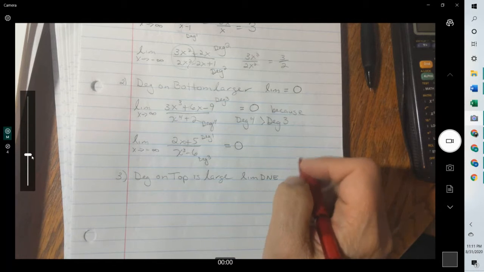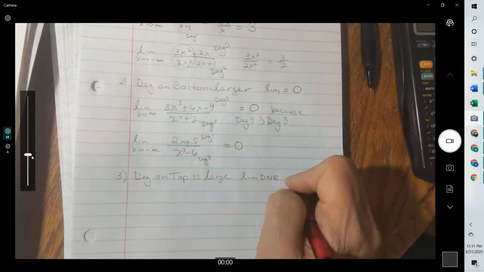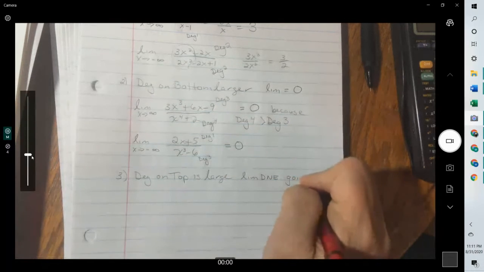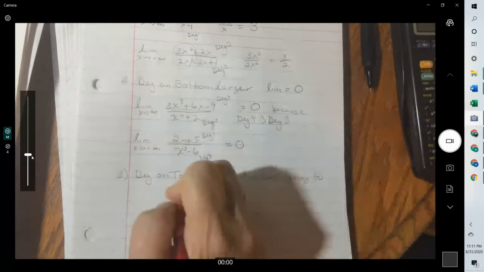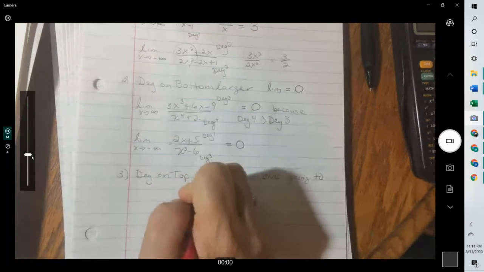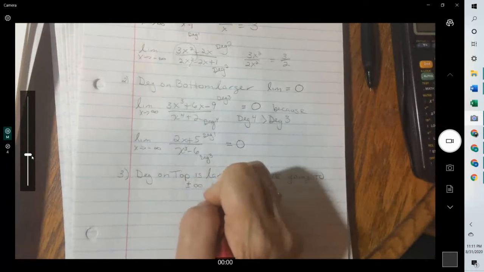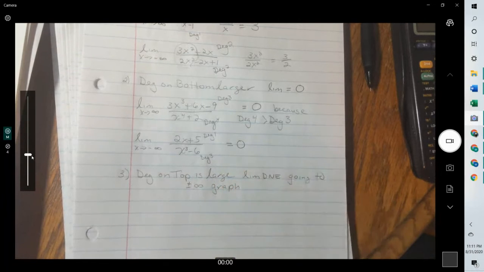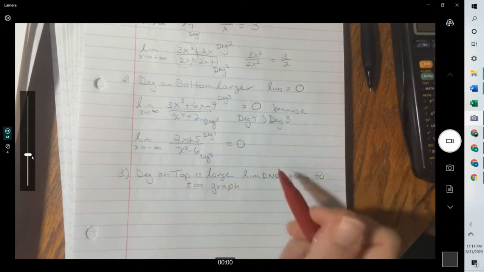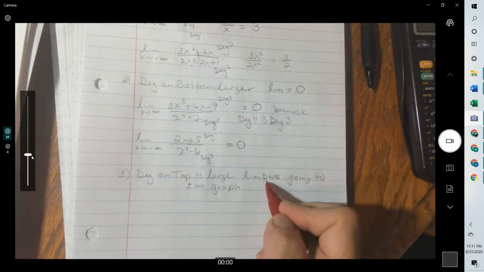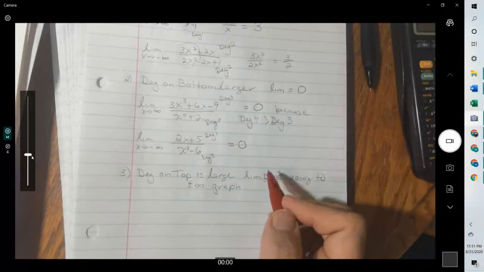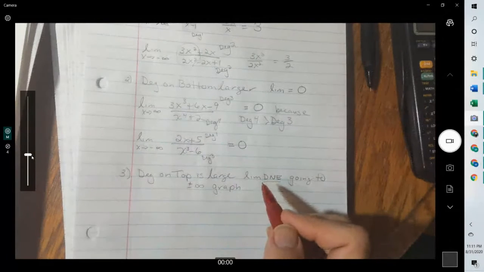It's getting close to positive or negative infinity. And just like we did earlier, to find out that, you can graph it. But it will still require you to say does not exist, and then if it's going to positive or negative infinity.